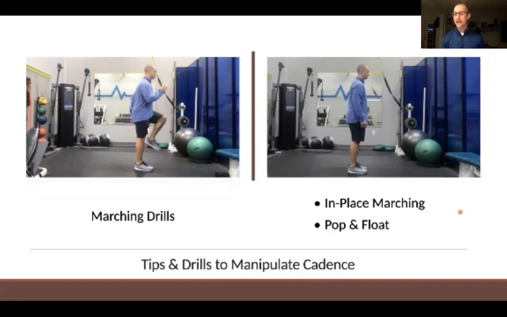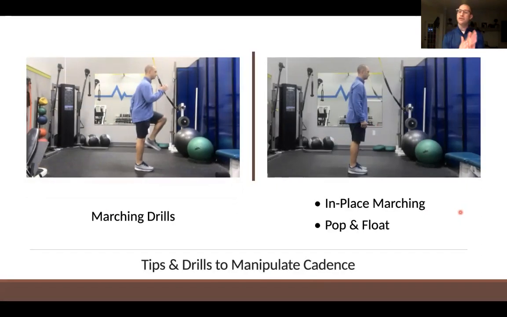the pop and float, which is what I call it, which is pretty much in-place skipping, right? Now, as we get to skipping, at a certain point with the metronome, when we start to get 90, 100, 105 steps per minute, it's really fast to maintain that slow motion, that more marching in place movement. At a certain point, we need to go to skipping. It's faster, and now we start to get off the ground a little bit more.